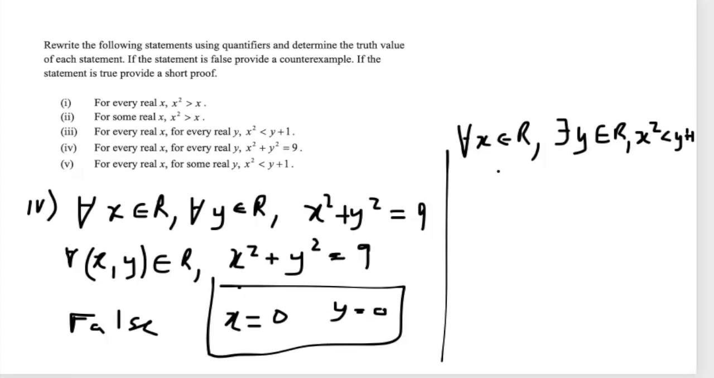It's true. And it's true because it says for all x, there exists some y. This is a nested quantifier. So it means if I pick x to be 2, then I'm going to choose a y so that it's satisfied. If x is 2, I could choose y to be 5. So in this case, I would have 2 squared, which is 4, and 5 plus 1 is 6.